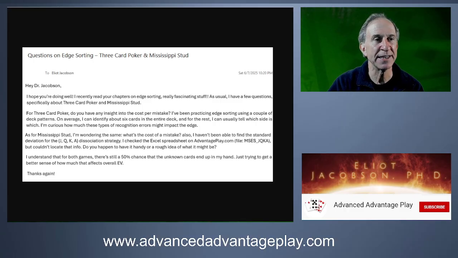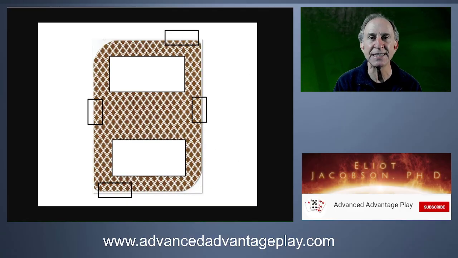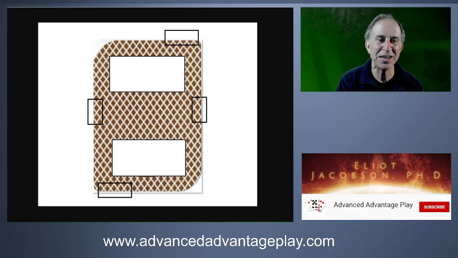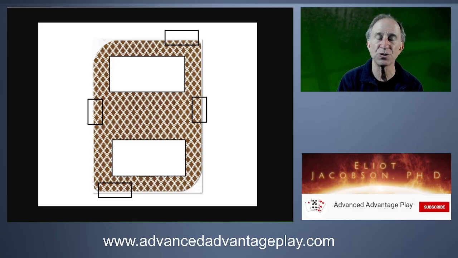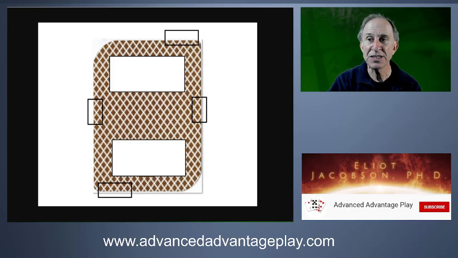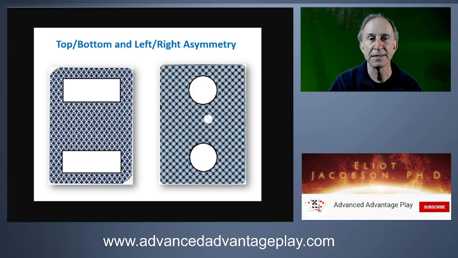So let's go ahead and do a little review of edge sorting to begin with. Edge sorting is taking advantage of asymmetries on the back of very common, ordinary playing cards. For example, on this card, you might notice that the right-hand side and left-hand side triangles are not exactly the same size. Likewise, along the top and bottom edge, you might notice the large half triangles at the top, and the small half triangles at the bottom. So this would be a very readable card should you see it in a casino.